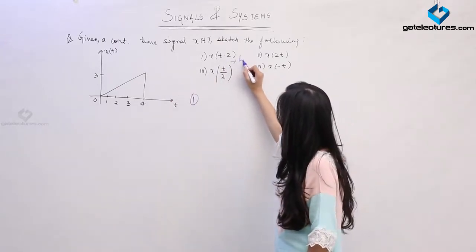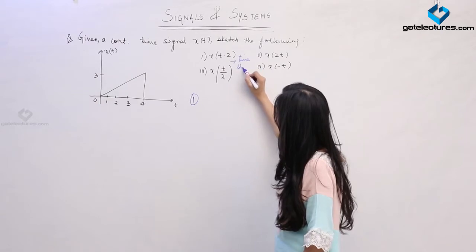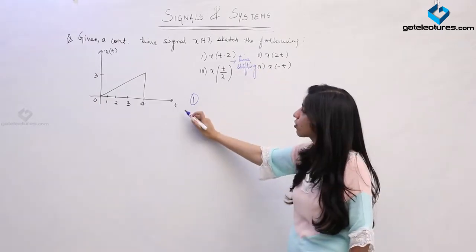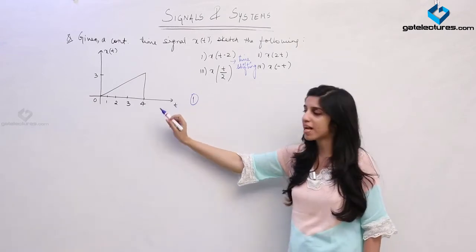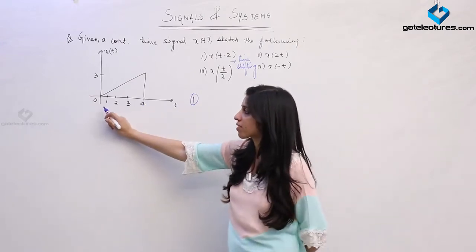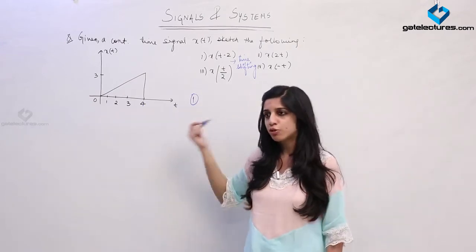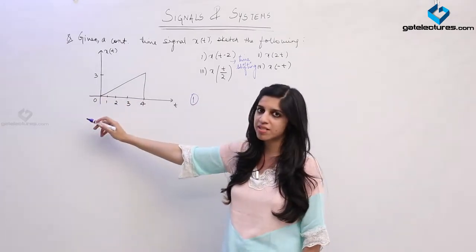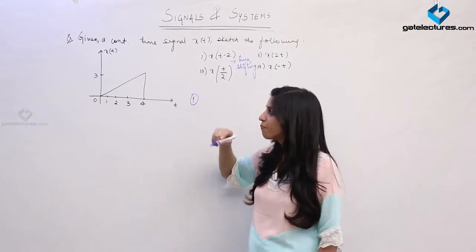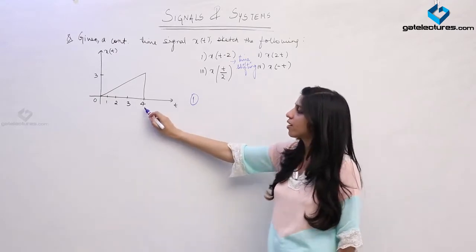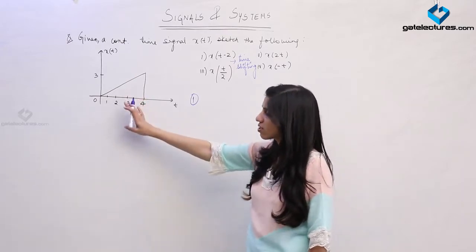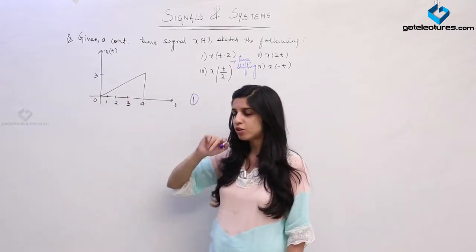This is time shifting. So what happens is every instance on this time axis is going to be shifted right by 2 units. Whatever value of the signal was occurring at t equal to 0 previously is now going to occur at t equal to 2. Consequently, the value occurring at t equal to 4 is now going to occur at t equal to 6. The whole signal is going to be shifted towards the right by 2 units.